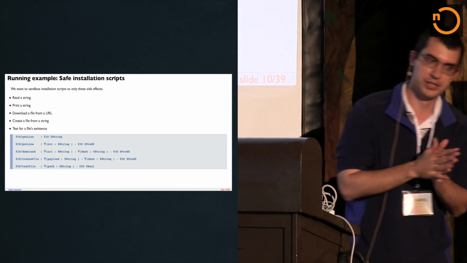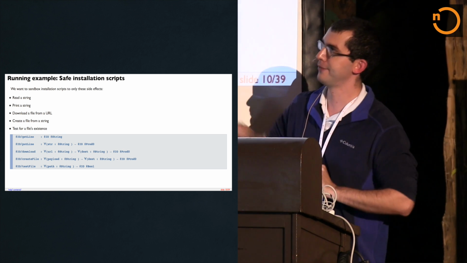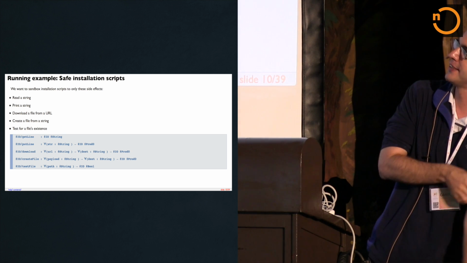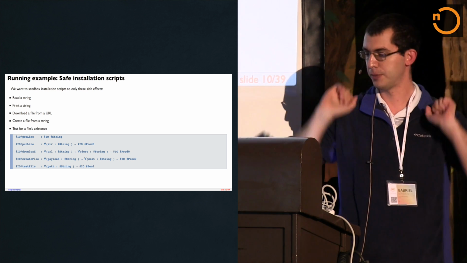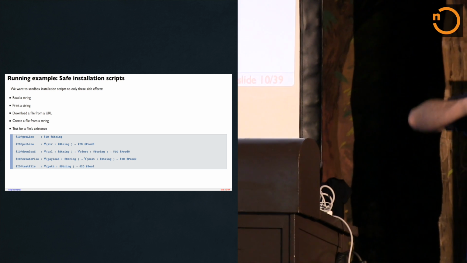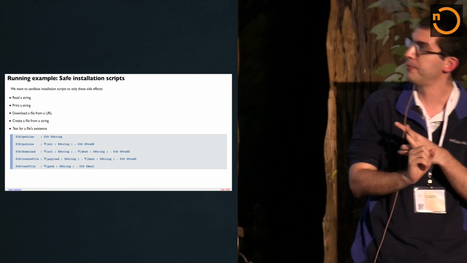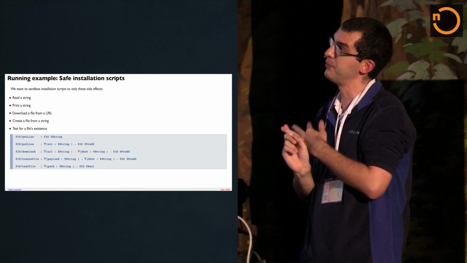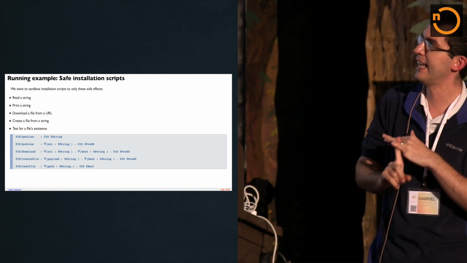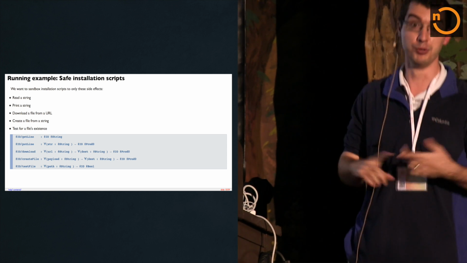So the running example is we want to distribute safe installation scripts. And I just picked 5 side effects that might be useful for installers. This is definitely not a comprehensive list. This is just purely for the purpose of this talk. And our installer will only be allowed to do one of 5 things. It can either read a string from standard input, it can write out a string to standard output, it can download a file from some URL to a local file path, it can create a file from a string, and it can test for a file's existence. Notice that it's not going to be able to do things like remove files.